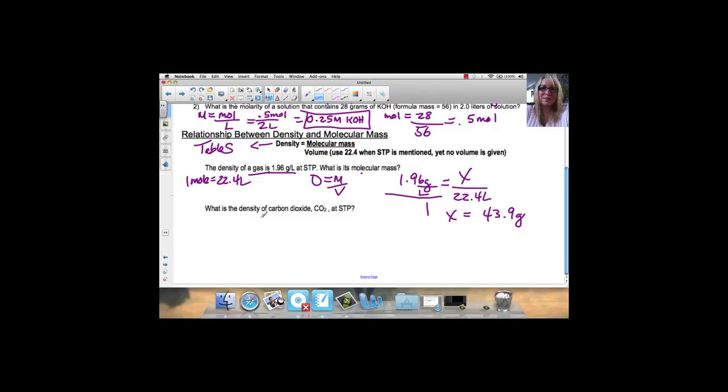And in this last problem it says what is the density? So now you're finding density of carbon dioxide at STP. So that kind of leaves you wondering what to do, because density equals mass divided by volume. Well, we know the mass of CO2 is 44 grams, 12 for carbon plus 2 times 16 for the oxygen is equal to 44. So 44 grams. And the volume of CO2, well, we know 1 mole is equal to 22.4 liters. So 44 divided by 22.4 is 1.96 grams per liter.